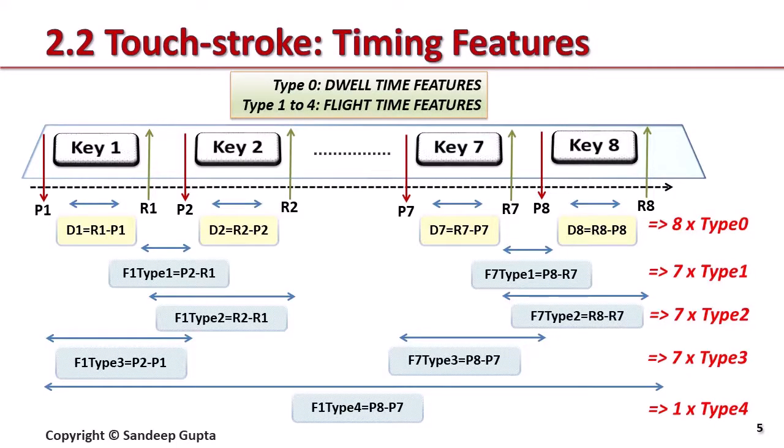This tutorial describes 2 types of timing features for touch stroke that can be collected by using inbuilt touch sensors available in smart devices. Here is the first type of touch stroke timing feature that uses dwell and flight time. The dwell time refers to the time duration of a touch event of the same key. Flight time refers to the time interval between the touch events of two successive keys. In the slide, you can observe that 30 features are extracted from the 8 touches by a user on the touchscreen. There are 8 features of type 0, that is dwell time calculation, and 7 features of type 1, that are flight time calculation. Similarly, type 2 to type 4 features are computed based on flight timing.